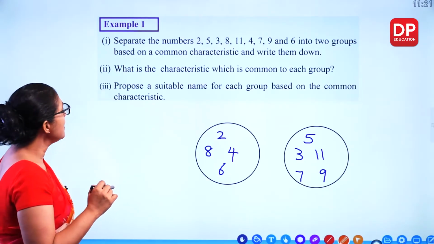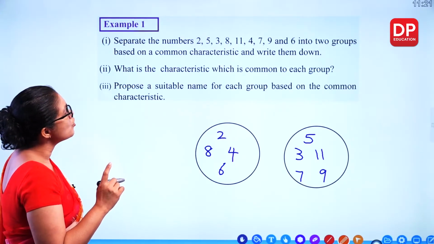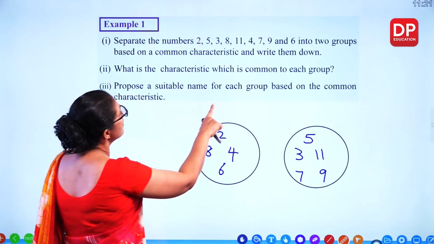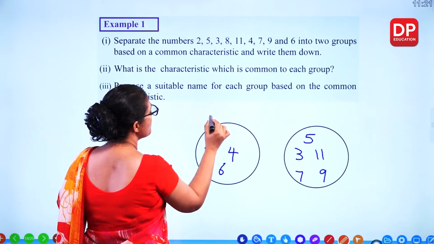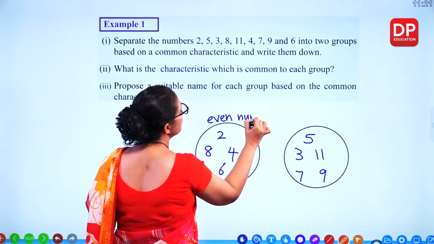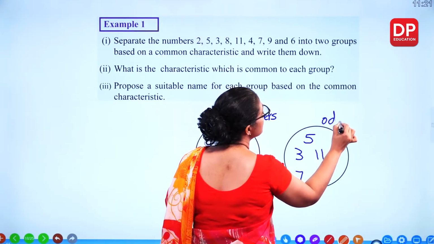What are those? Even numbers and odd numbers. So what is the characteristic which is common to each group? So here you can write two groups. This is even numbers and odd numbers.